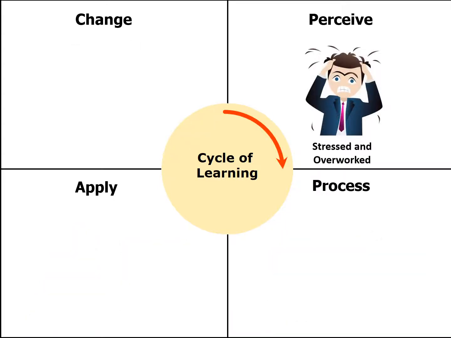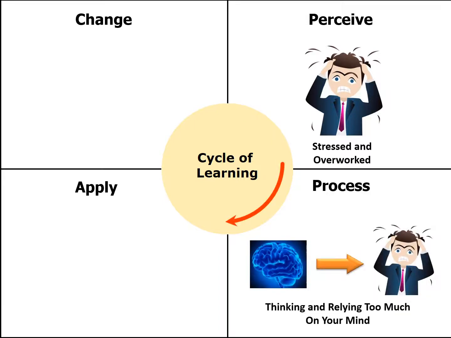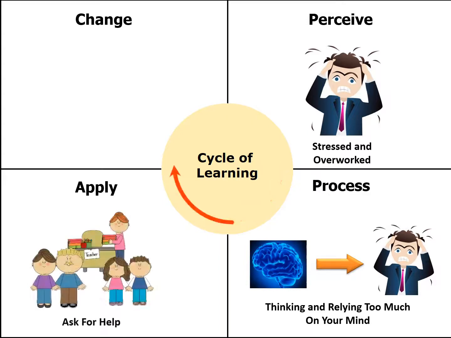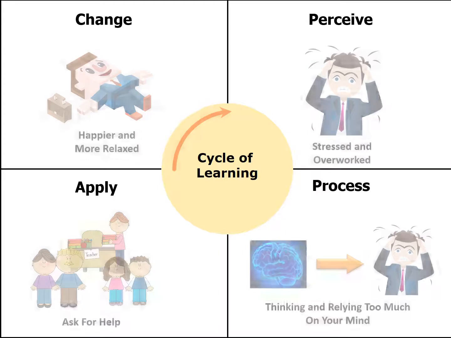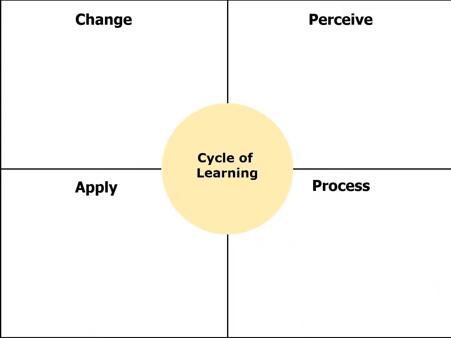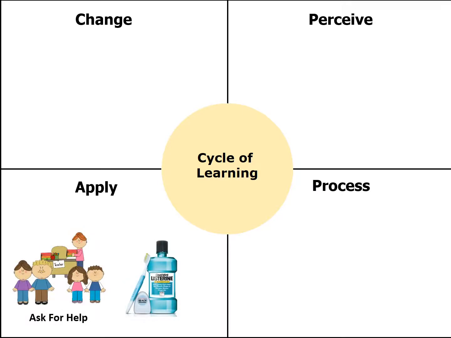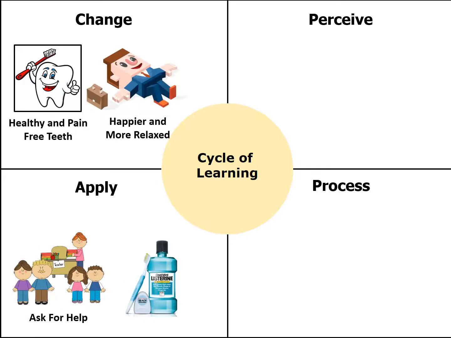Another example could be that we perceive the problem that we are stressed and overworked. We would process and understand it is because we are thinking and relying too much on our mind. We start asking for help, which minimizes our thinking and decision making, and then we would change into a happier, more relaxed person. Now please realize that two of the key steps in learning is being willing to act differently and change what we are used to doing. The more resistant you are to doing things differently and admitting you are wrong, the less you'll be able to change and grow.